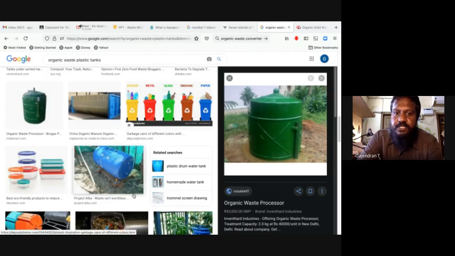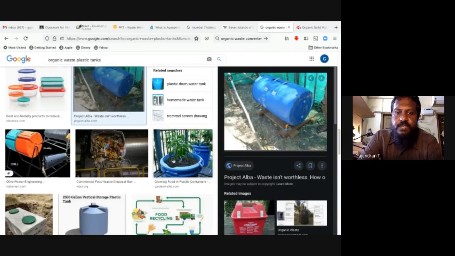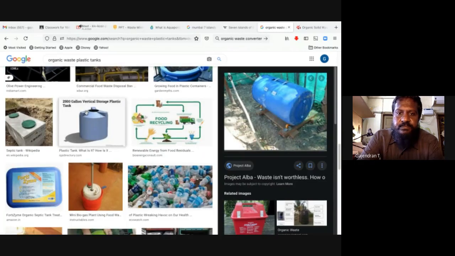These are ones which you can see here. They can be made from these kinds of tanks also, but that includes a lot of manual process. So these are the emerging processing techniques in waste management.